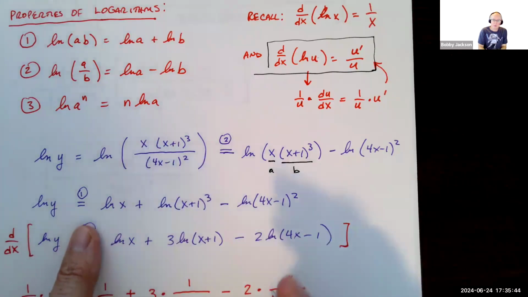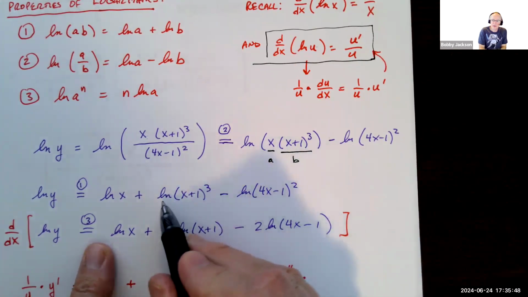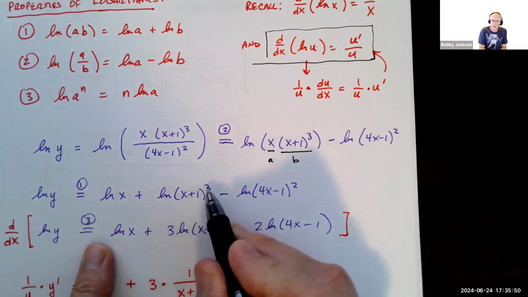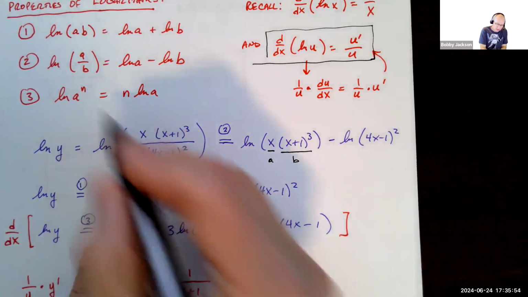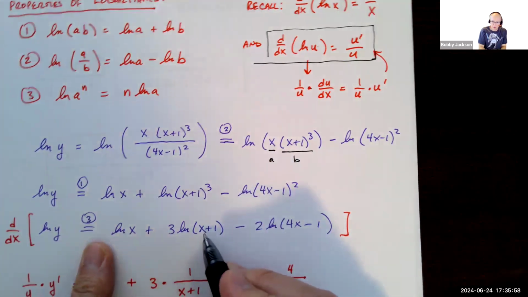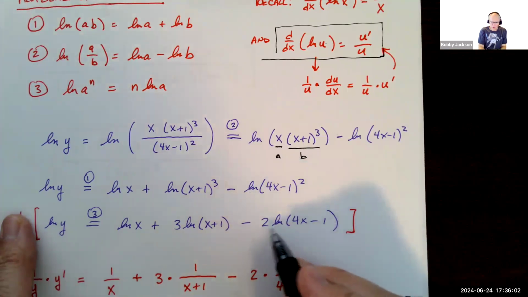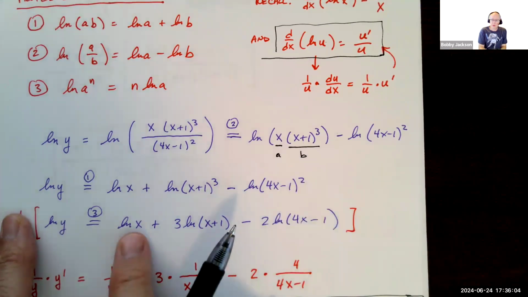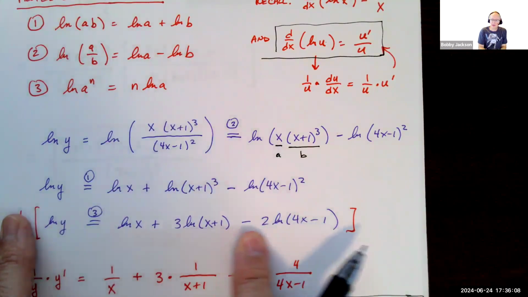And finally, I'll use property 3, which is going to basically get these exponents to come down, right? So the natural log of x plus 1 to the third power. So a is like x plus 1, and 3 is the n. We bring the n down, and I get 3 times the natural log of x plus 1. And then over here, I can bring the 2 down, 2 natural log of 4x minus 1. So I've used all three properties here to expand this out as much as possible.